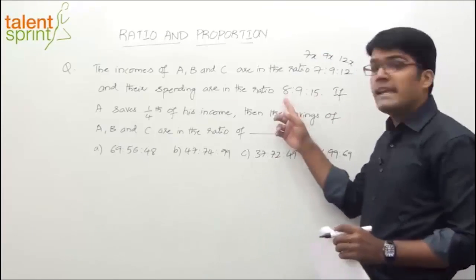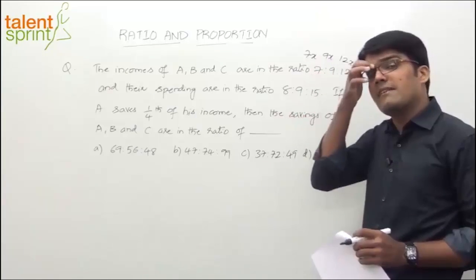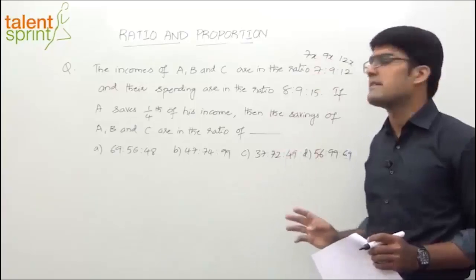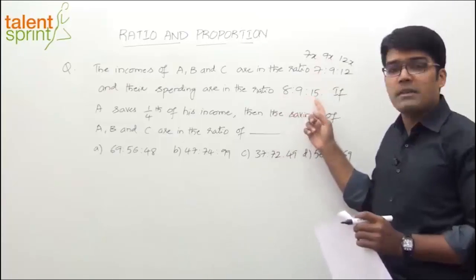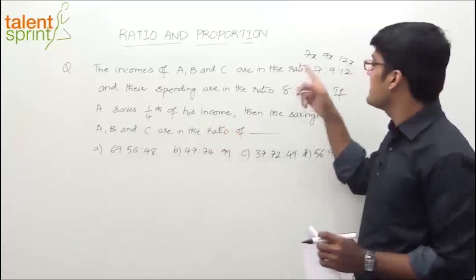So again you cannot take 8x, 9x and 15x here because you already used the variable x. Now you need to use something else like y or any particular letter there. So you can say 8y, 9y and 15y. These are the spendings. If A saves 1/4 of his income, how much is A's income?